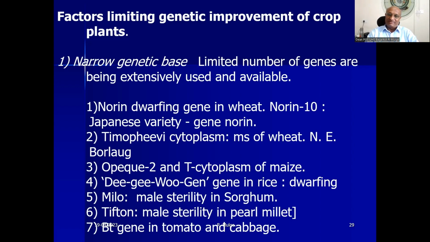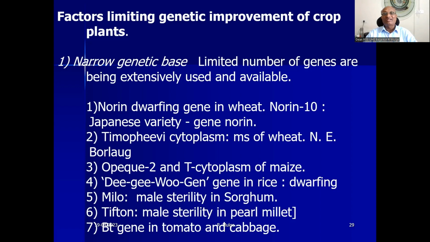So we have examples like the Norin dwarfing gene in wheat. It is used extensively. First, of course, it came from a Japanese variety, that gene Norin. That particular gene was used and exploited worldwide. A single gene, whatever they found, was exploited the world over. And the time of EV cytoplasm, majority of wheat was used extensively by Borlaug and subsequently many plant breeders.